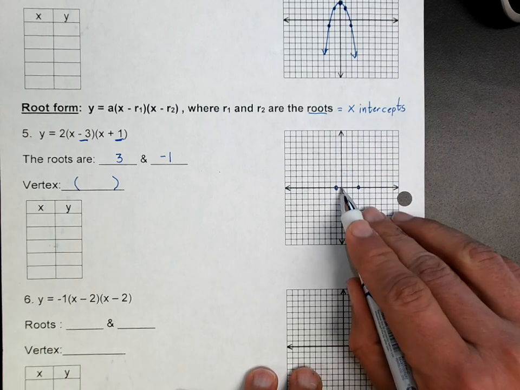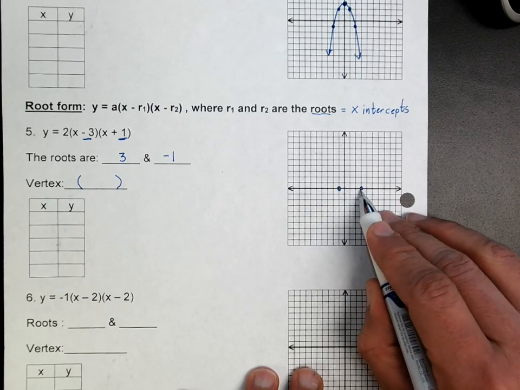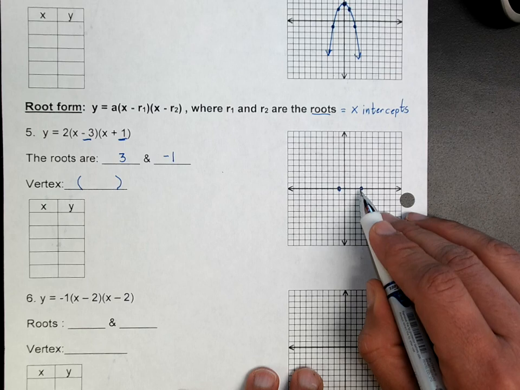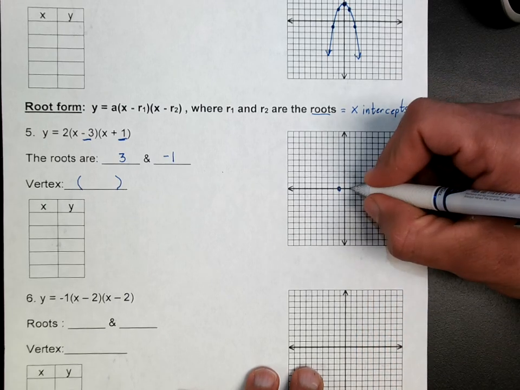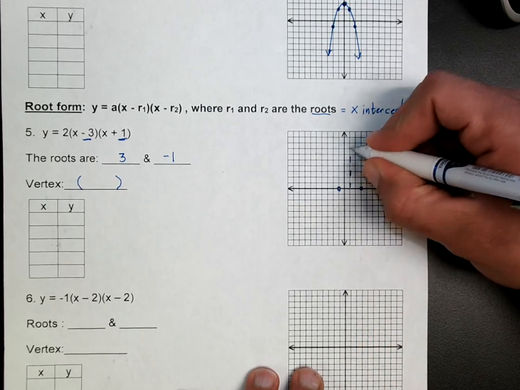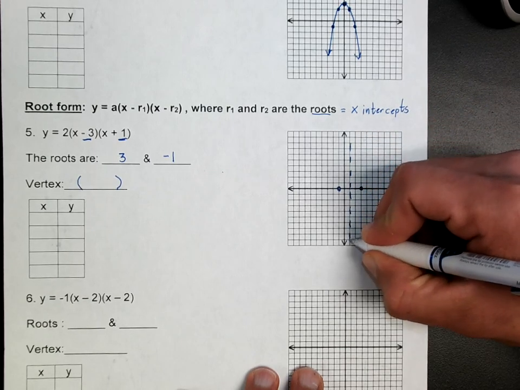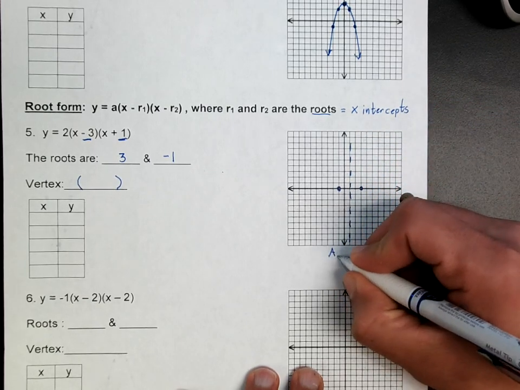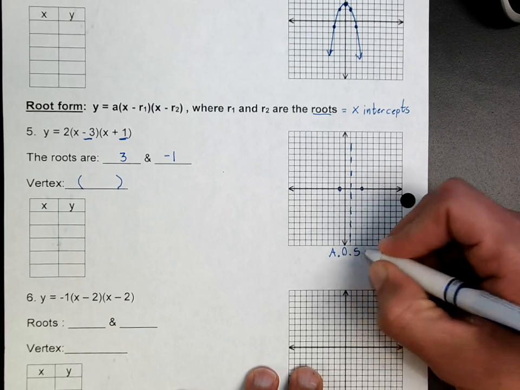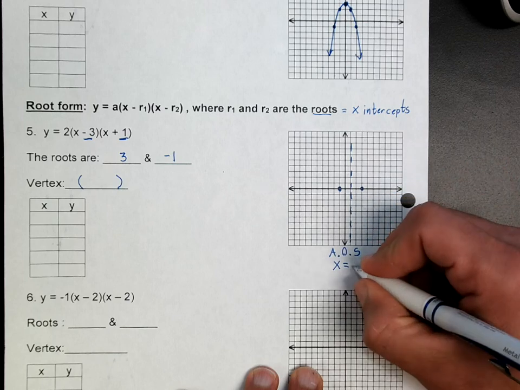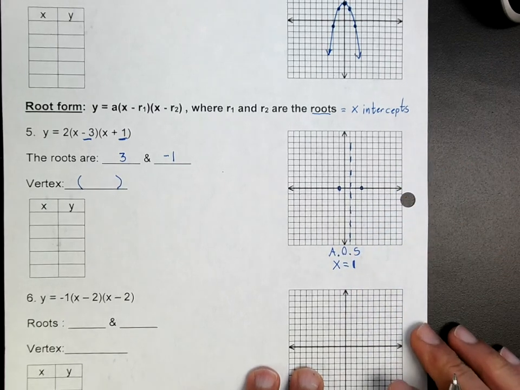If you count the spots, 1, 2, 3, 4. Alright, we have 4 spaces in between those 2 dots. If we cut that in half, basically, this is the axis of symmetry. I'm going to call it AOS, axis of symmetry. Is located at x is equal to, let's see, that's 0, this is 1. So axis of symmetry is located at x is equal to 1.